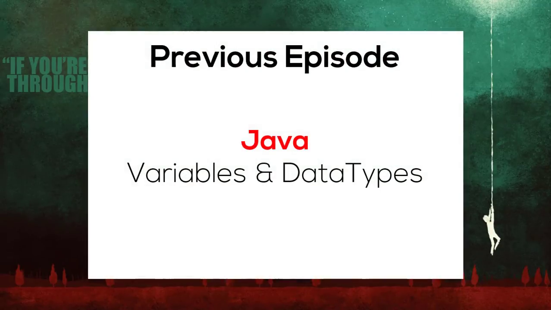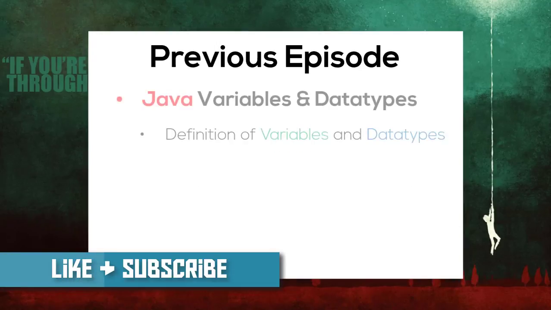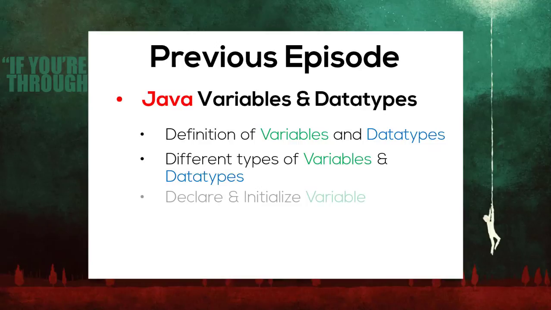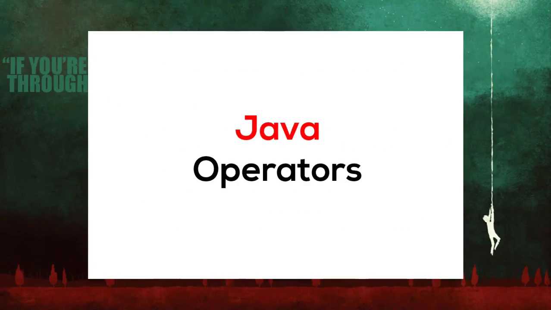In the previous episode, we have learned about Java variables and data types, and we have covered the definition of both variables and data types, different types of variables and data types, how to declare and initialize a variable, and we have also learned about some of the basic rules that we have to obey when it comes to variable declaration. Now in this episode, we are going to learn about Java operators. With that being said, let's get started.